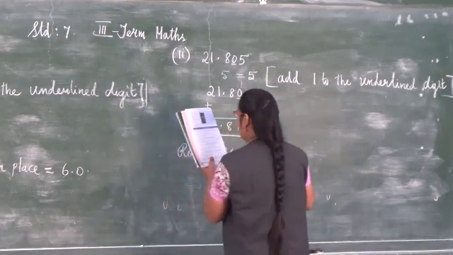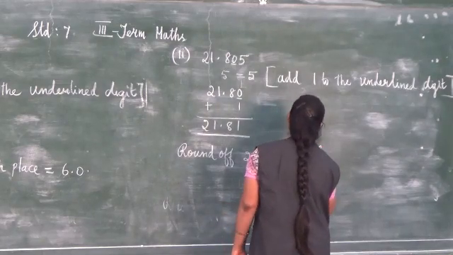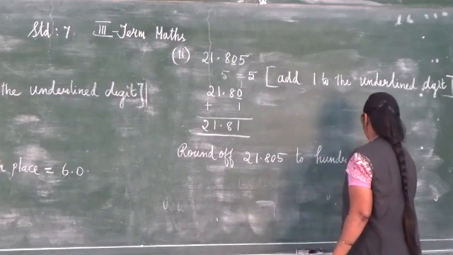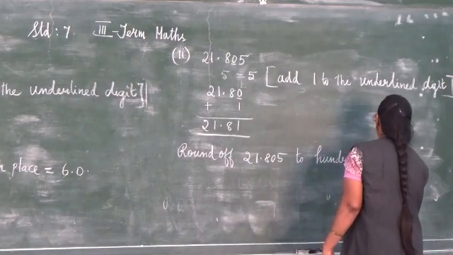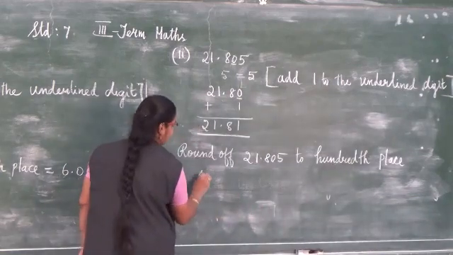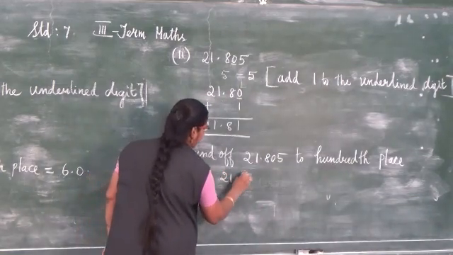So 21.805 rounded to the 100th place is 21.81.